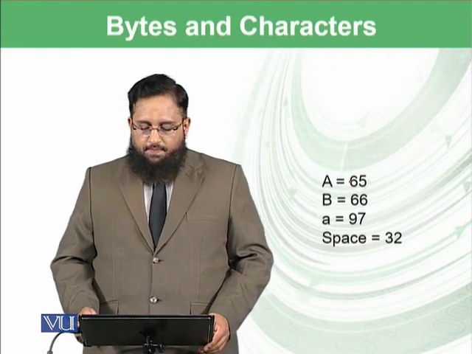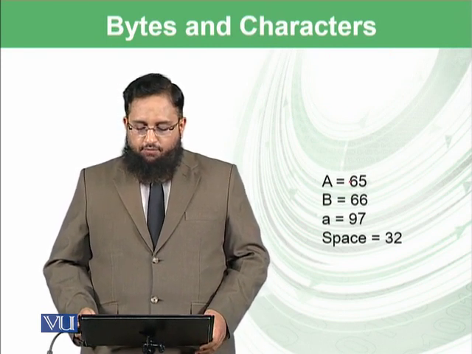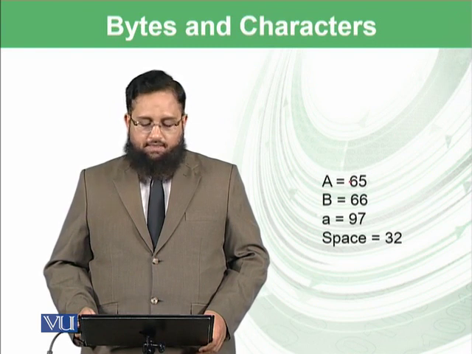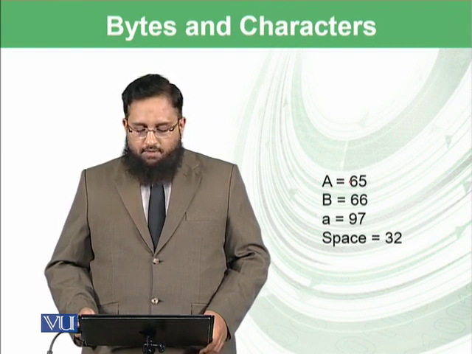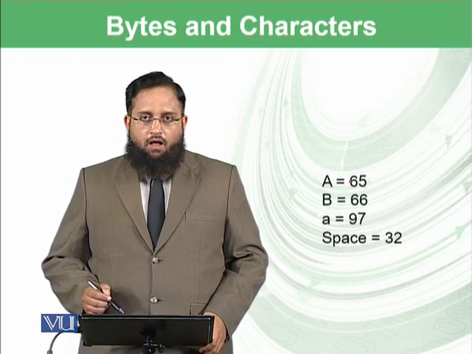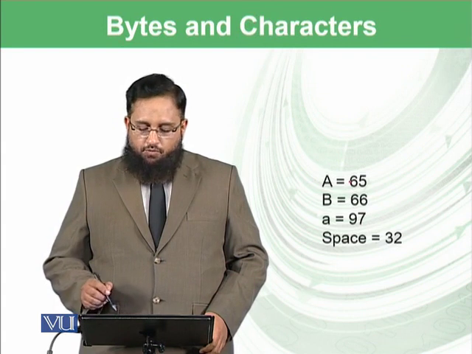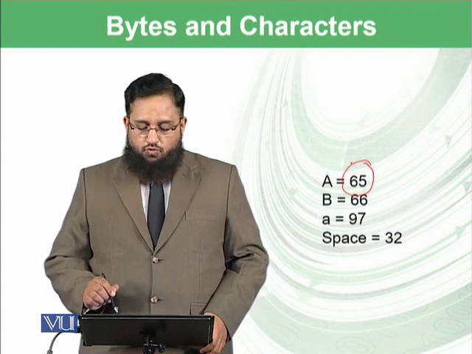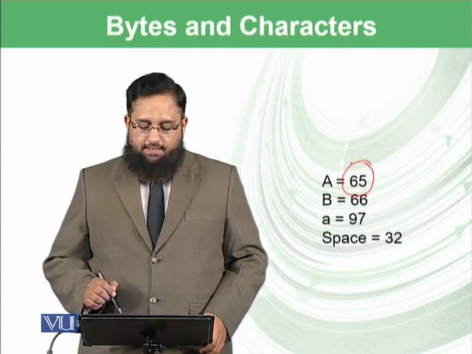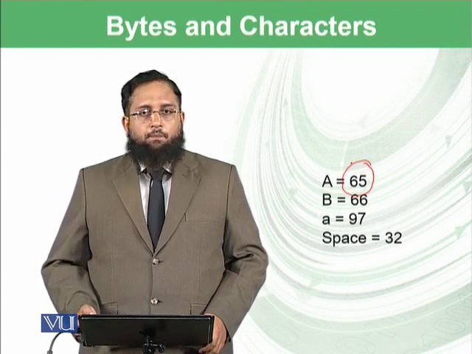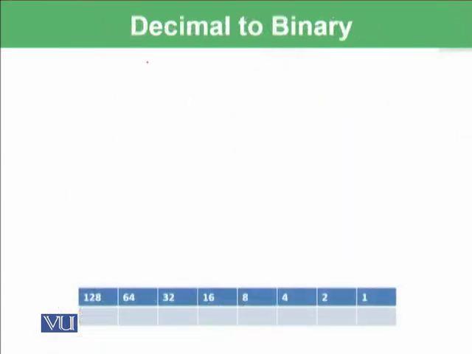So for example, if we want to store some text like A, B, or small a, or some other symbol like space, there is an ASCII table which is available in your book, and which says that for A you need to store 65. How to store 65 we will learn in the next slide, because we need to convert this 65 to a binary number. So let's do it.